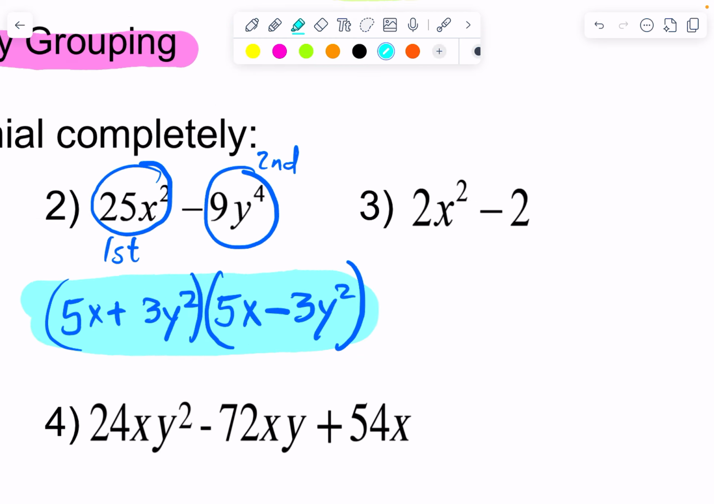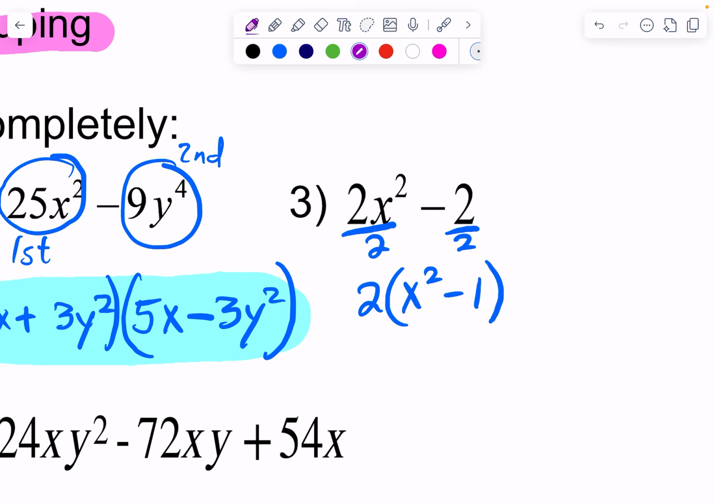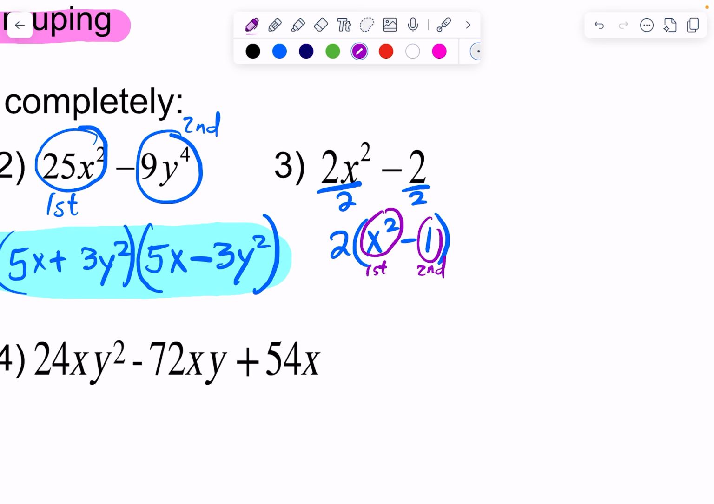Bingo. Next, always look for a GCF, and in this particular case, you do have a GCF of 2. So I'm going to factor out that GCF of 2, leaving me with the leftover of x squared minus 1. And my first term here is a perfect square. My second term here is a perfect square. So I can factor that as the difference of squares.